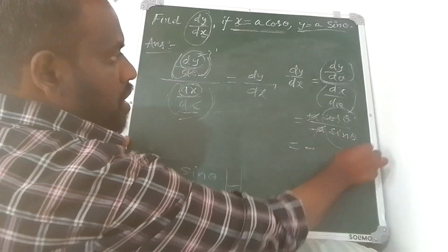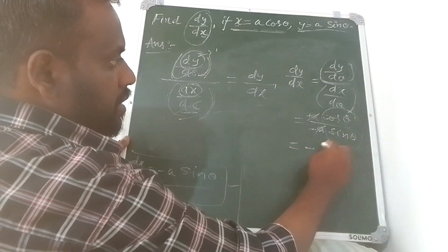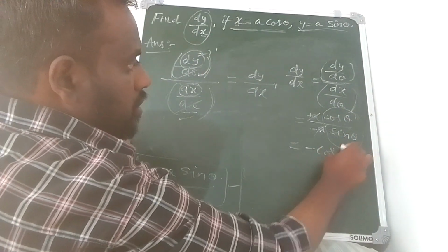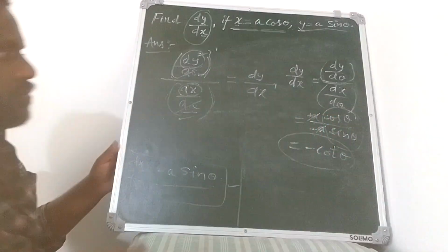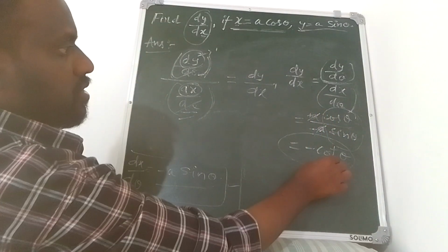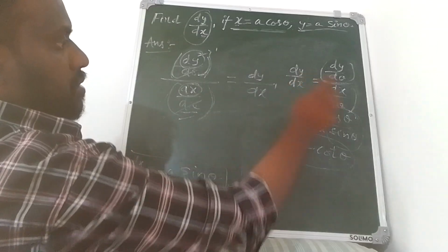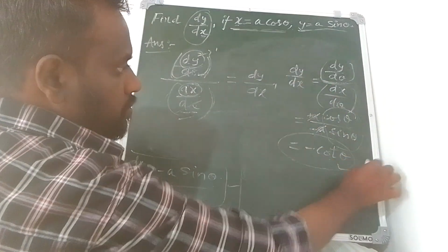Now consider this part: cos theta by sin theta is cot theta. Sorry, cot theta. Okay, now this is the answer. So dy by dx is minus cot theta.